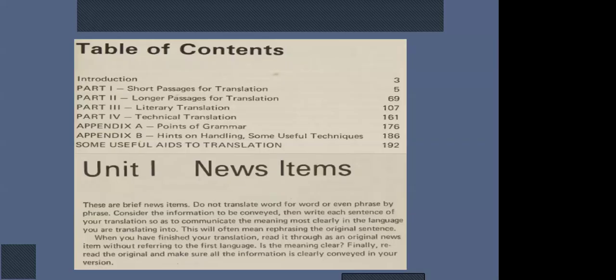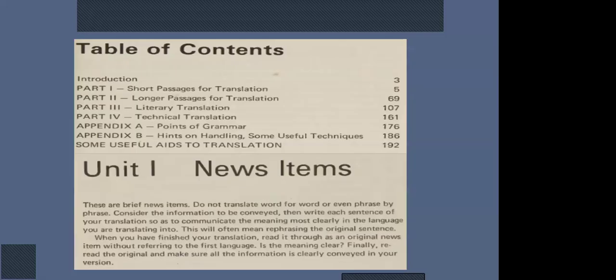Then write each sentence of your translation so as to communicate the meaning most clearly in the language you're translating into. This will often mean rephrasing the original sentence. So they suggest you go for the message more than anything. And of course, preserve sentence-level organization. But the idea is to rephrase it to some extent, right?